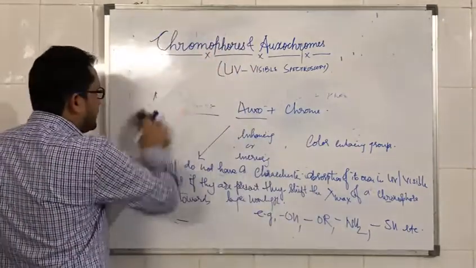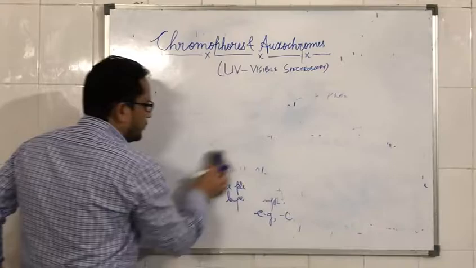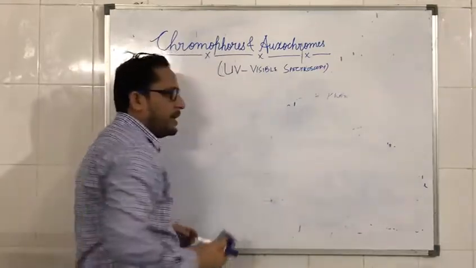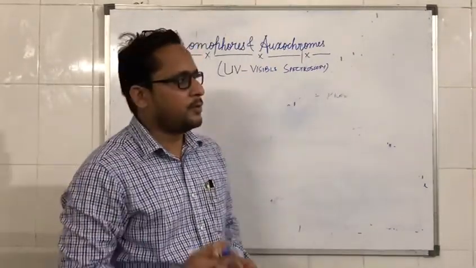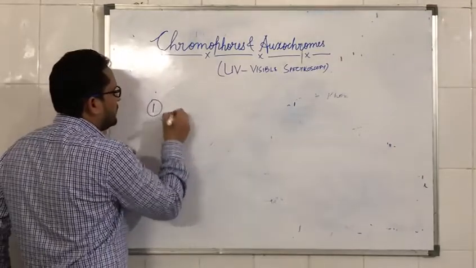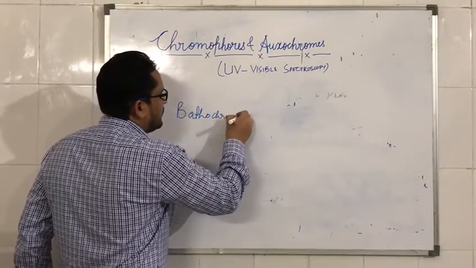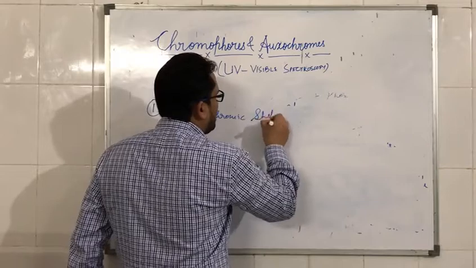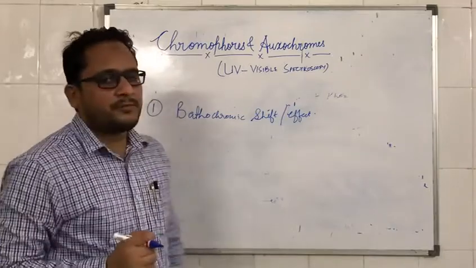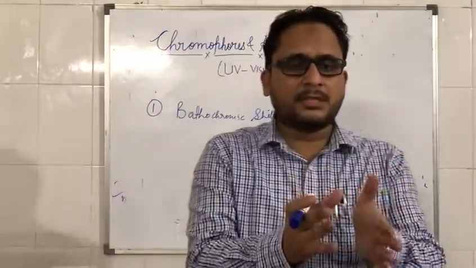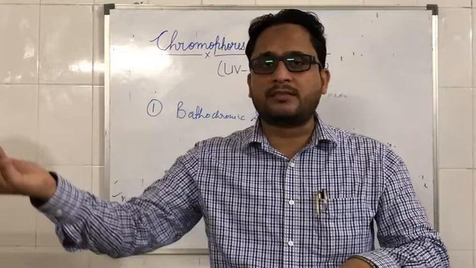Then there are certain other terms that have to be clear before going through the types of bands and before going through the Woodward-Fieser rules for calculating the lambda max for a given set of compounds. So the first important term is known as bathochromic shift or effect. Bathochromic shift or effect means the shift of an absorption maximum, or the shift of a characteristic absorption of a particular compound, towards higher wavelength, towards the longer side.